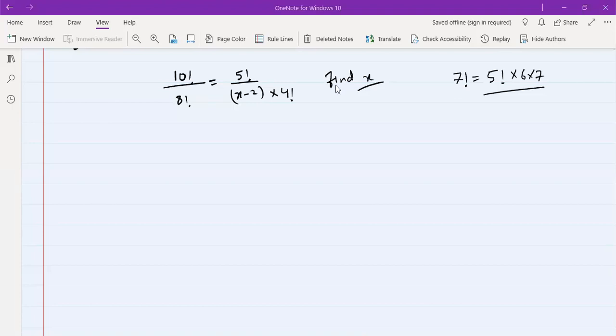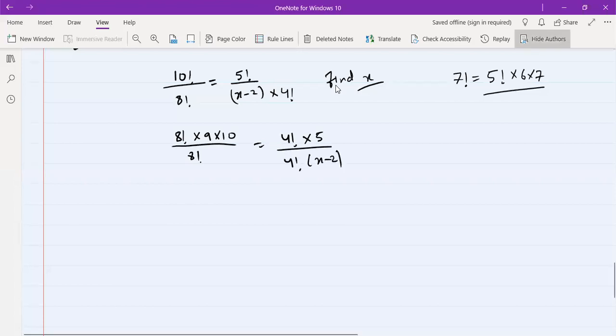So 10 factorial by 8 factorial can be written as 8 factorial into 9 into 10 divided by 8 factorial, yes or no? And 5 factorial can be written as 4 factorial into 5 divided by 4 factorial into x minus 2, yes or no? Now 8 factorial will get cancelled, 4 factorial will get cancelled.